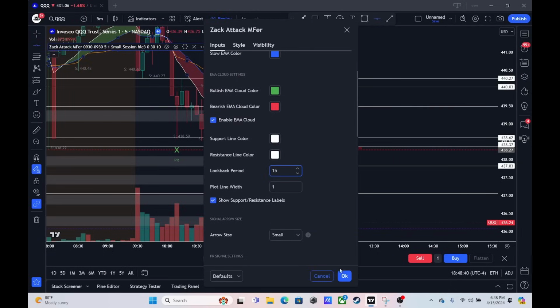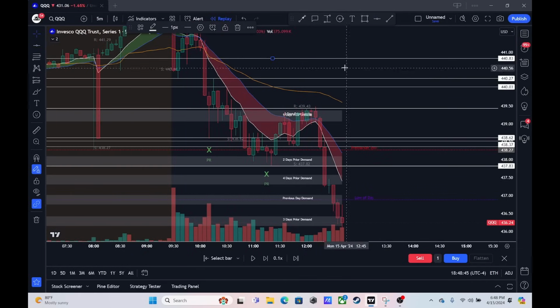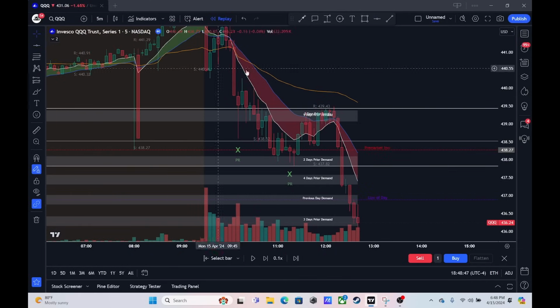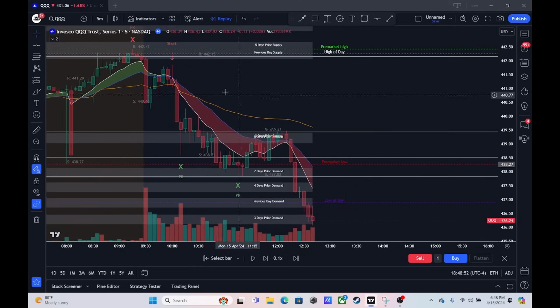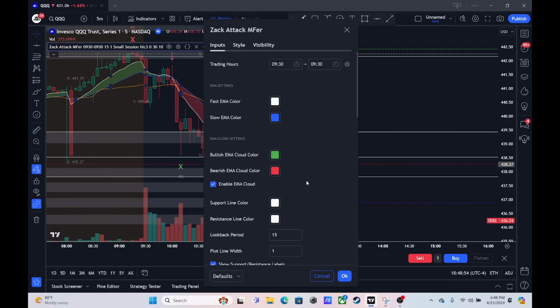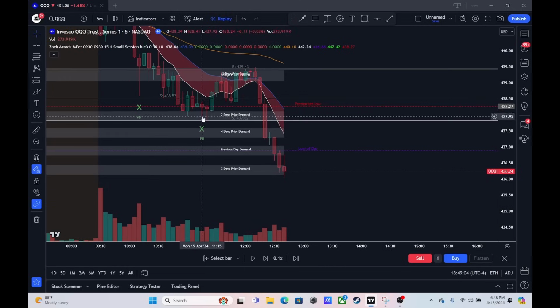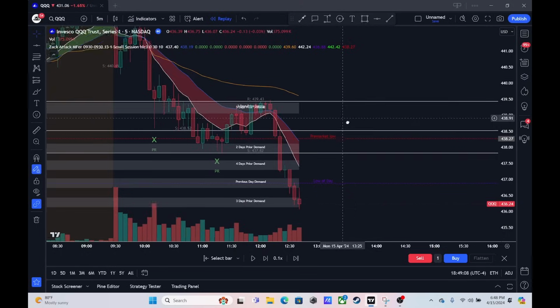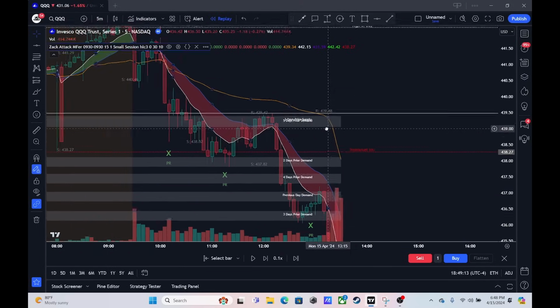I do 15 because personally I found that is a good medium where you're getting a good amount of levels, you're not cluttering your screen, and you're really getting only the super important ones. So when I have it set at 15 here, this is what I'm really concerned with. We can see this heavy resistance point right here was rejected multiple times before dumping. It actually acted as support here. We see that this level that was active support broke, and then now it's acting as resistance. Same with this one. So that is how that works, and you'll see these just shifting as price develops, which is really cool.